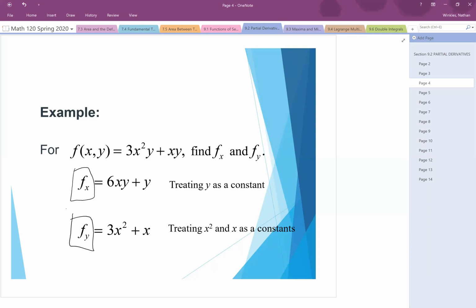If we wanted to do f sub y, now x is a constant and x squared is a constant. So the derivative of 3x squared y with respect to y is just 3x squared. The derivative of xy with respect to y is just x. So our partial there would be 3x squared plus x.